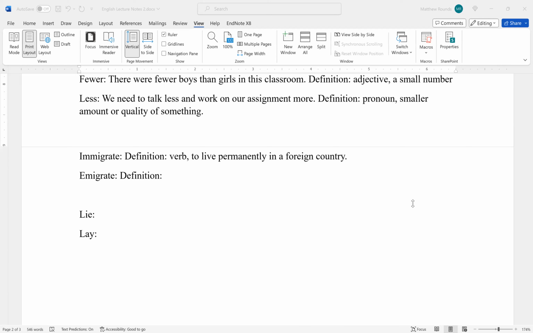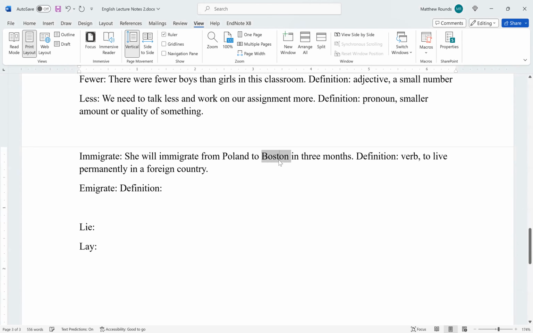Okay, all right, so you don't immigrate to Boston. We have to say the United States, Massachusetts. It's countries. Let me just change that to the United States. All right, that's all right. I got it.